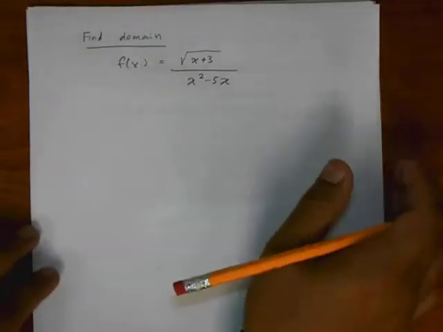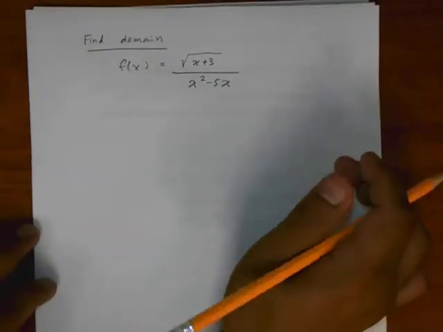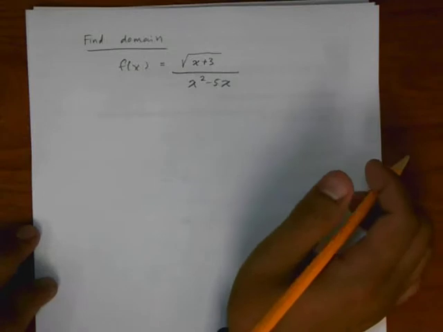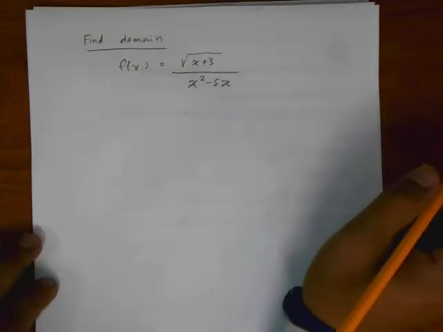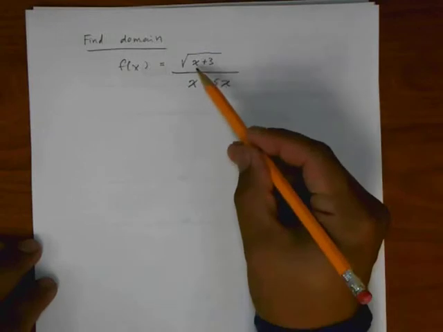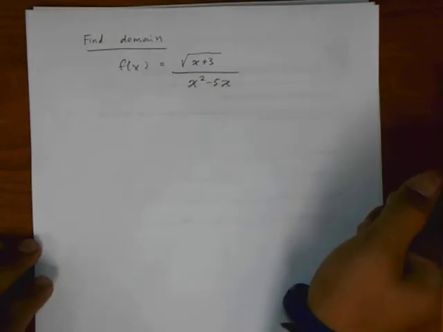So here we're trying to find the domain of a function f of x equals the square root of x plus 3 divided by x squared minus 5x. Now there are two rules for right now of finding a domain. We want to look for any numbers that when substituted in for x would break the function.